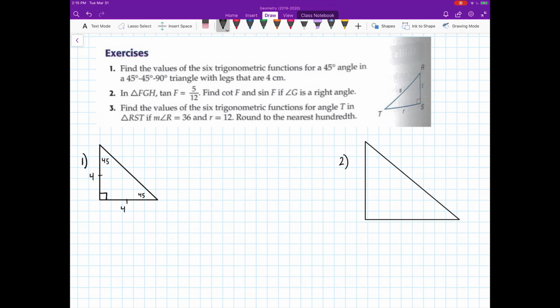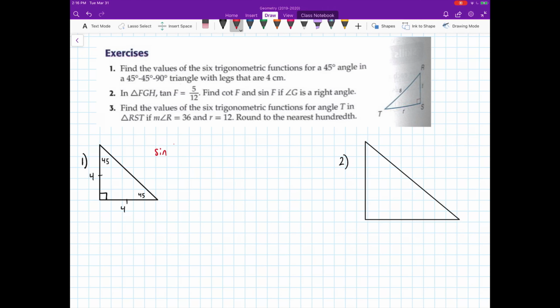Example 1. Find the values of the 6 trigonometric functions for a 45-degree angle in a 45-45-90 triangle with legs that are 4 centimeters. So I've drawn it already. So it's isosceles with 4, 4. We got all that, I think. So we want to find all 6 of these things. So we'll start with the original ones.